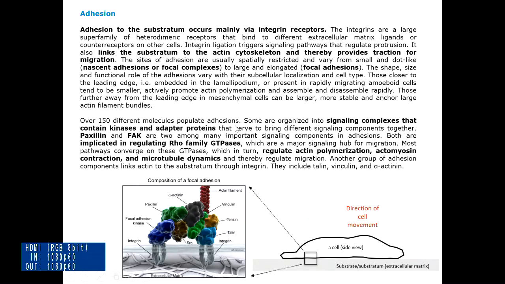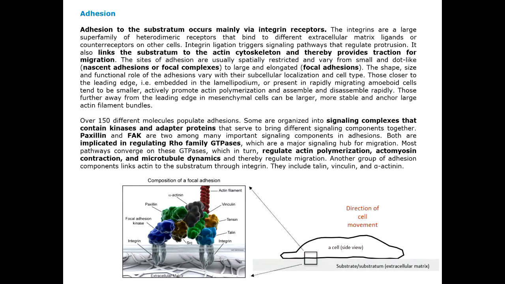There's a lot of different molecules that are part of this. There are signaling complexes that contain kinases and adapter proteins. You've already learned about those general types of proteins. Paxillin and FAK are two very important signaling components. They're both implicated in regulating the Rho family of GTPases. And remember, Rho helps the cell go slow, so this kind of fits together now.